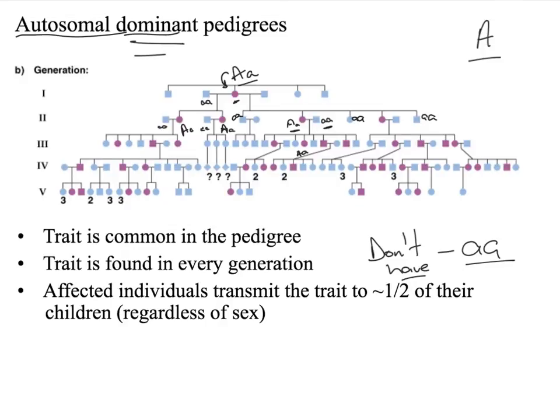The disease is very common. That's key to this type of inheritance. The disease is very common. It's found in every generation, doesn't skip a generation, and the affected individuals give it on. The autosomal part means that you have equal males and females getting it. If you look at the distribution of it, just about as many males have it as females. So there's no sex advantage. So it's not sex linked.